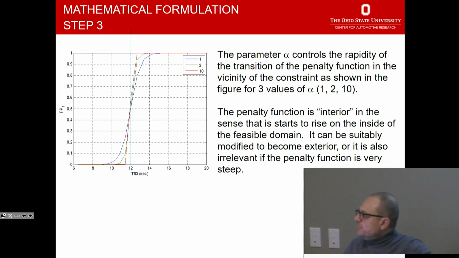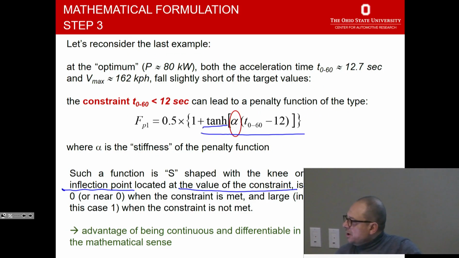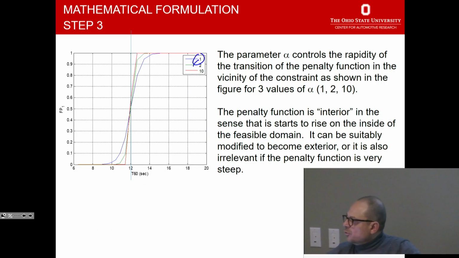So here is a plot of a hyperbolic tangent in which I have the parameter alpha changing from 1 to 2 to 10. Now this looks piecewise because the function was implemented in MATLAB with just a few data points, but in fact the function itself is continuous. Okay. So this is also called an interior penalty function because it rises inside the feasible domain.